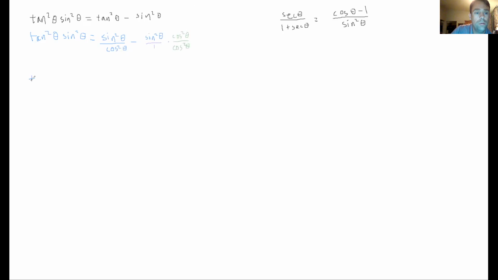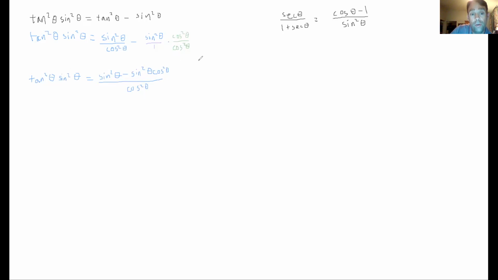So tangent squared theta times sine squared theta equals sine squared theta minus sine squared cosine squared theta, all over cosine squared theta. So I'm working on that right side, and I'm looking for either some trig identities or algebra.